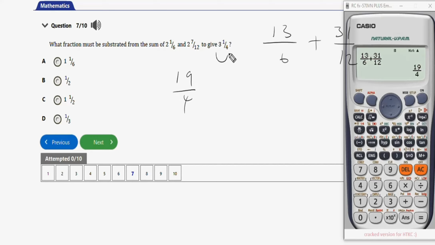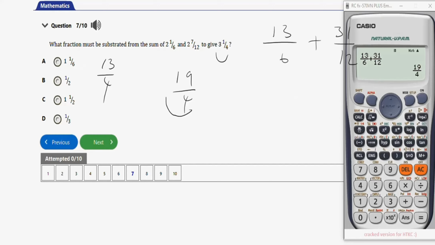Right now, we're going to check. Let's put this one in proper fraction. 4 times 3 is 12. 12 plus 1, we have 13 over 4. So right now, which of these options will you subtract from this value to give you the answer? That's what it means there. Okay, so let's take option A. So 6 times 1 is 6 plus 1, 7.